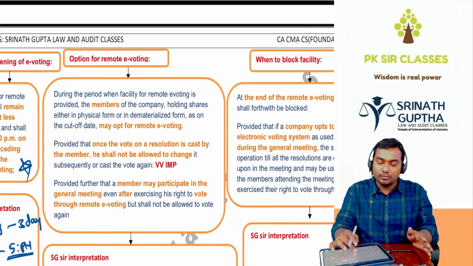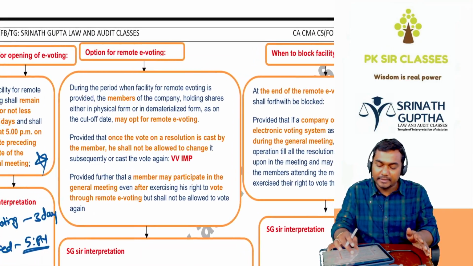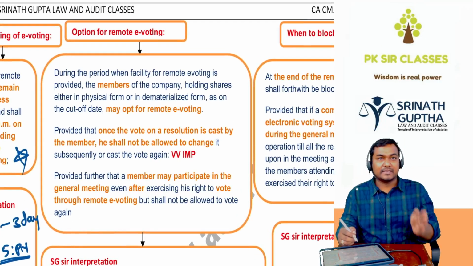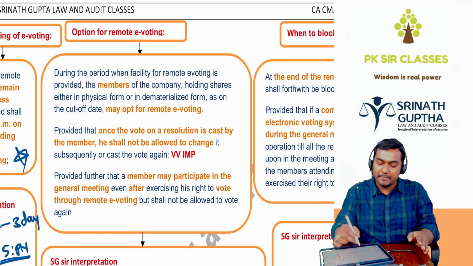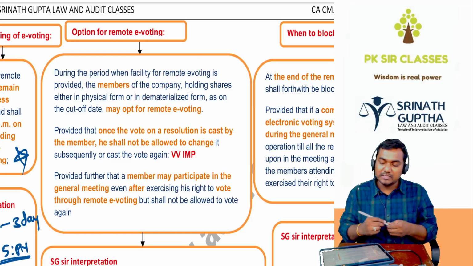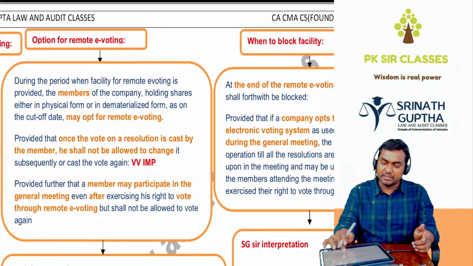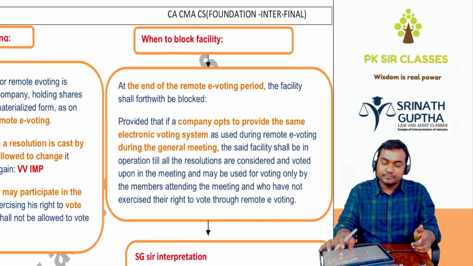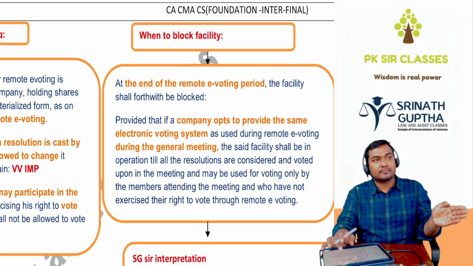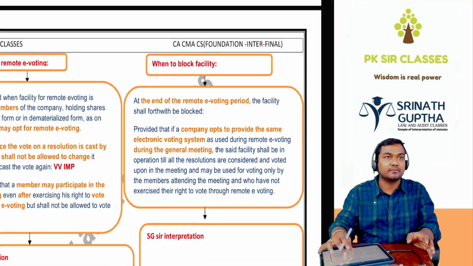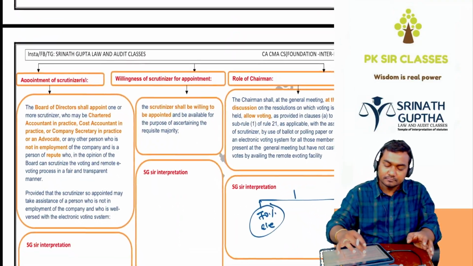And the option for remote e-voting. Already we have discussed, beta. A member can come to a meeting physically. He can vote in the meeting physically. A member can also opt for remote e-voting. Once a member casts his resolution by e-voting, he is not supposed to change it, but he can attend the general meeting. And one day before the general meeting, that portal, that website, will be blocked. Yes or no, sir? One day before the meeting.